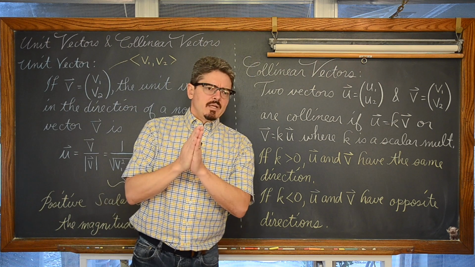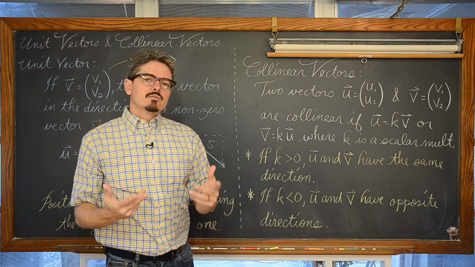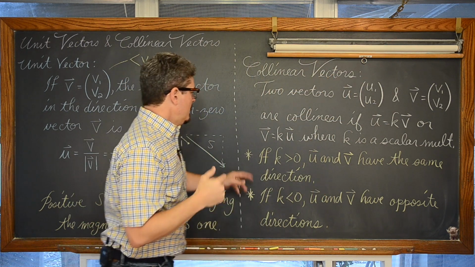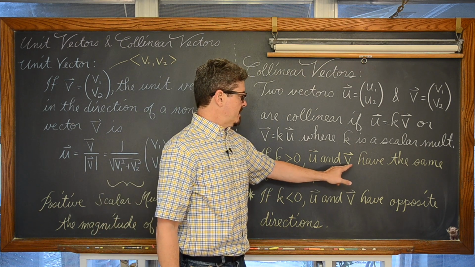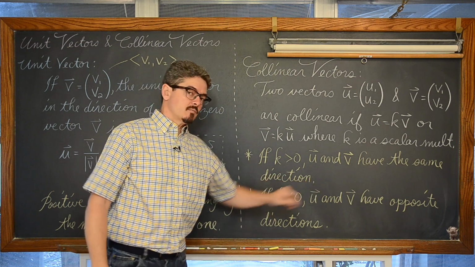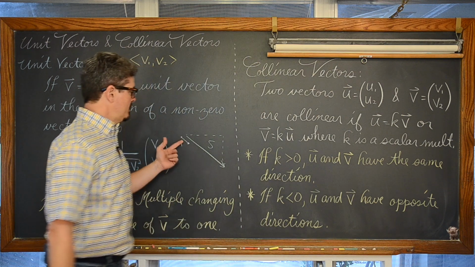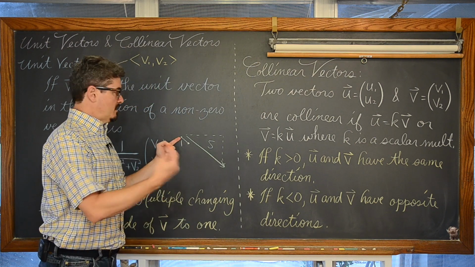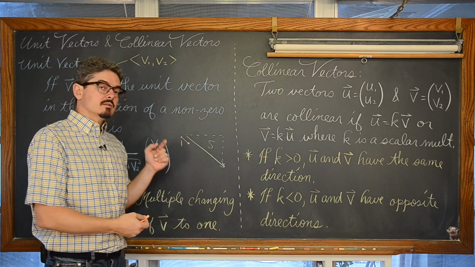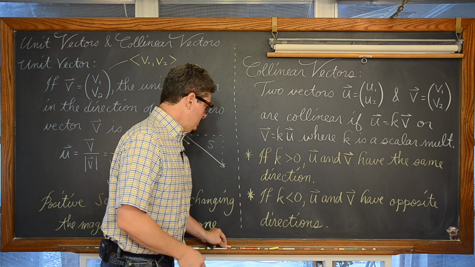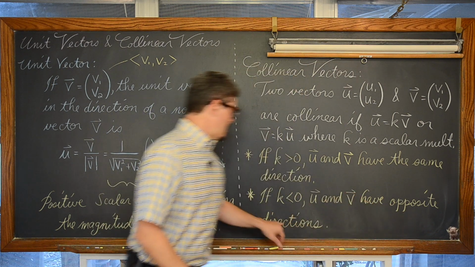But there's a difference between 2 vectors going in the same direction and two vectors which are collinear. If k, your scalar multiple, is greater than 0, then vector u and vector v have the same direction. So we're looking at a couple of vectors, like I did here in green and white, going down to the right. If k is a positive scalar multiple, you're going to get another vector going in the same direction. And if k is less than 0, well then vector u and vector v have opposite directions.